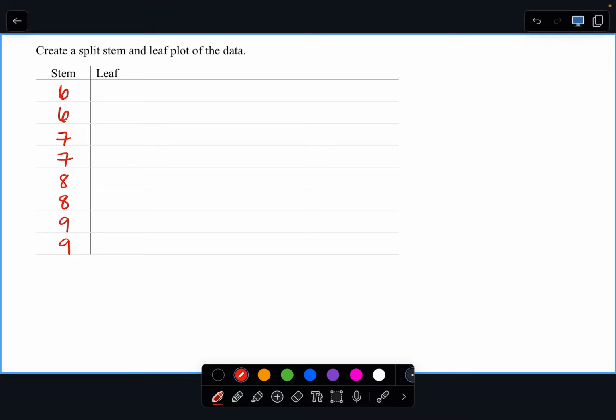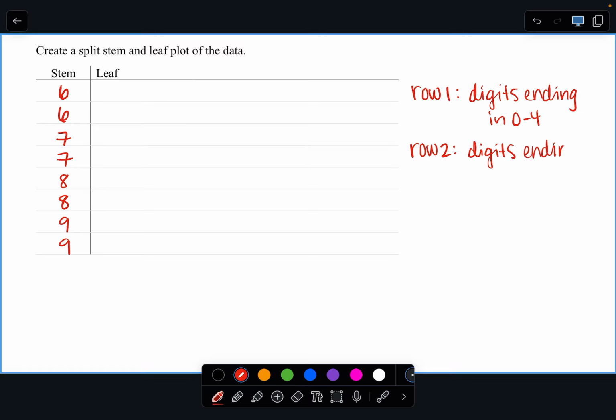And the way that we sort this data is row 1 is going to have digits ending in 0 to 4. So in terms of the 60s, that's 60, 61, 62, 63, 64. And then row 2 is going to have digits ending in 5 through 9. So that's going to be 65, 66, 67, 68, and 69.